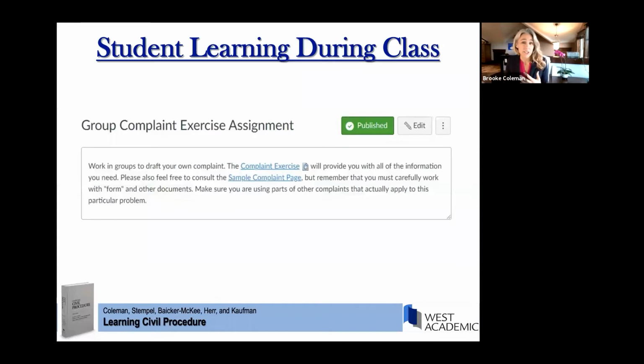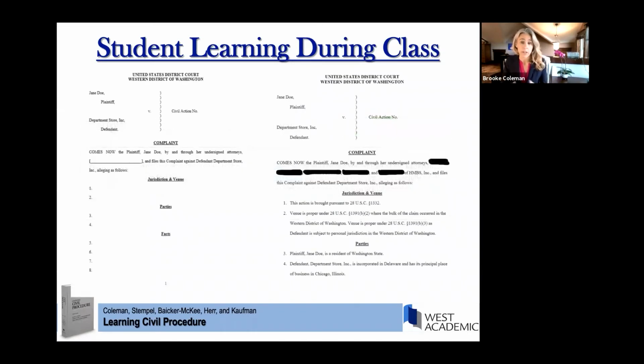So in addition to the kind of hypotheticals that Steve focuses on, we also do a lot of group exercises, so things that students can do together. So this example is our group complaint exercise. This one comes from our book, but you can do this yourself. What we do is we provide a hypothetical. It's a fairly simple, straightforward hypo. And then we give our adopters this sample template complaint to share with their students. The students then go off into their groups and work on the complaint.